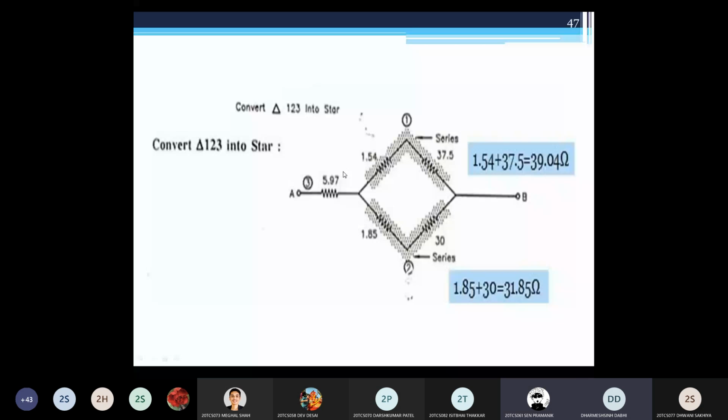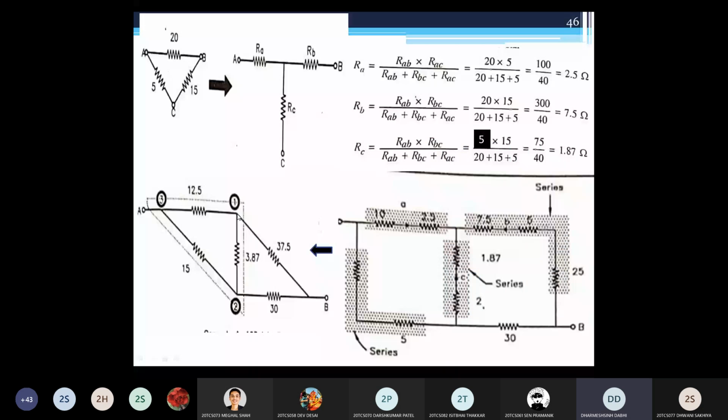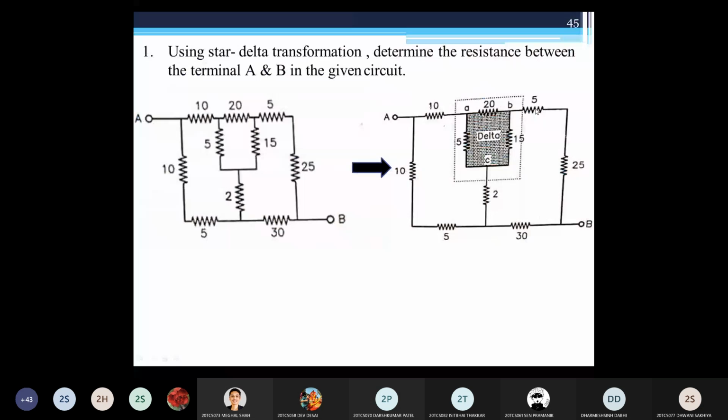So you can see in this figure, this point is connected with point 1. So it comes into series with this 37.5. Yes or no? It is the same as here. You can see the previous point. Here you find RB, that is 7.5. That comes into series with what? 5 ohm and 25 ohm. Yes or no?